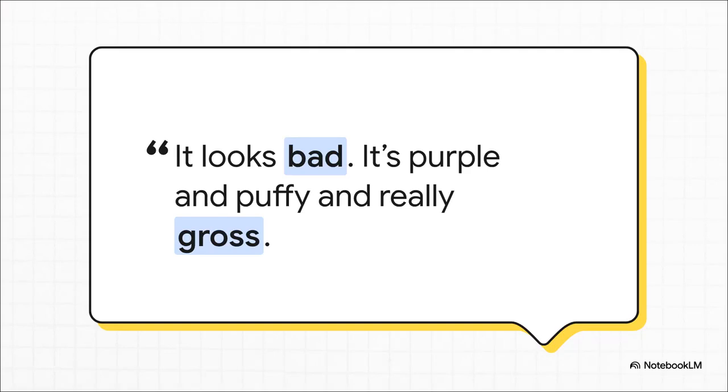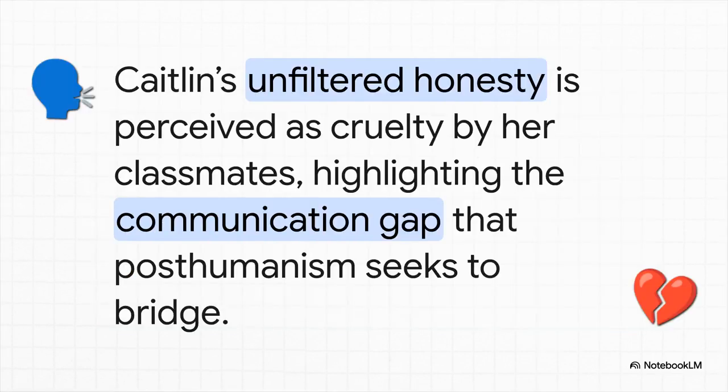Let me give you a perfect example from the book that the paper just breaks down so well. A classmate, Rachel, gets a scratch, and she asks Caitlin if it looks terrible. Now, while all the other kids are trying to be polite, Caitlin just says what she sees, the honest, literal truth. And the results? Rachel bursts into tears, and another kid yells at Caitlin for being mean. This one scene just perfectly captures that communication gap. What Caitlin intends as helpful honesty lands as cruelty. It's this exact kind of disconnect, this gap in understanding that posthumanism is so focused on trying to bridge.